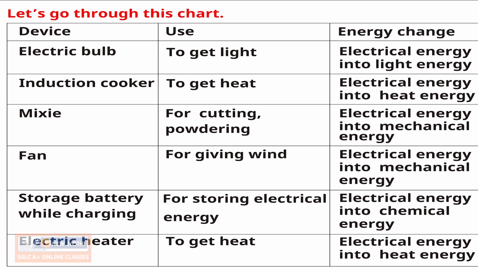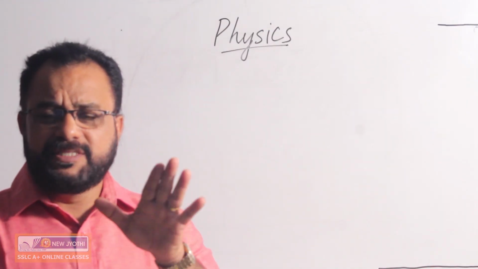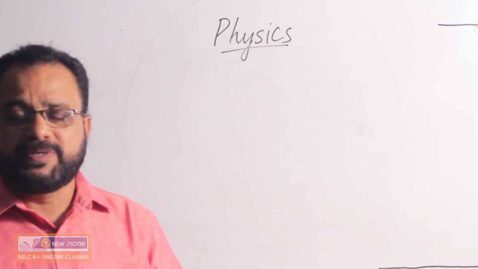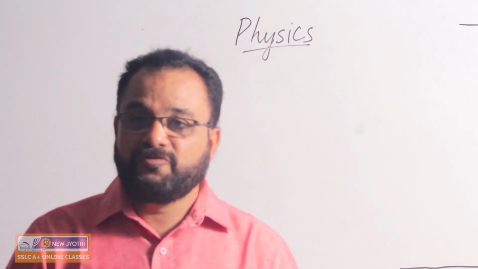You have seen a storage battery. While charging, what is its use? For storing electrical energy. Here electrical energy is converted to chemical energy. Next device, electric heater. You have seen an electric heater. What is it used for? To get heat. Here electrical energy is converted to heat energy. In all these devices we can see the transformation or the conversion of the electrical energy to other forms of energy.